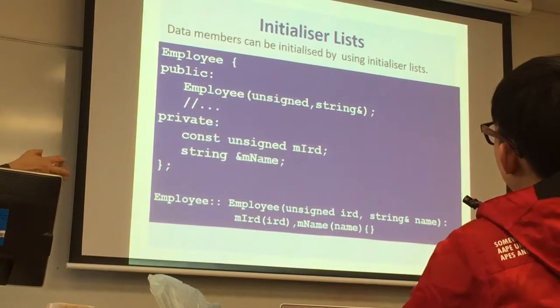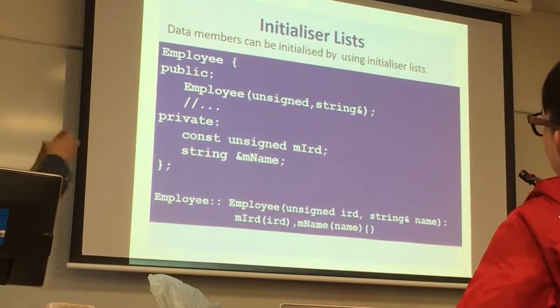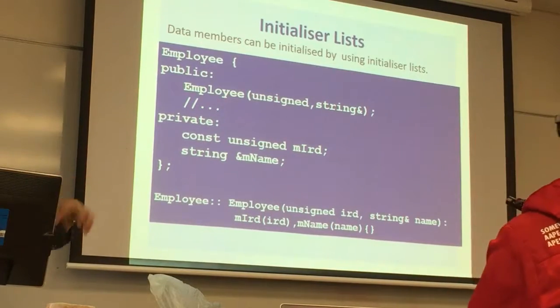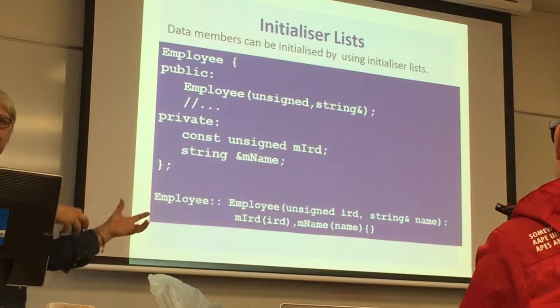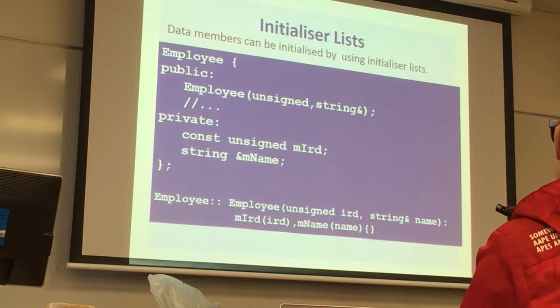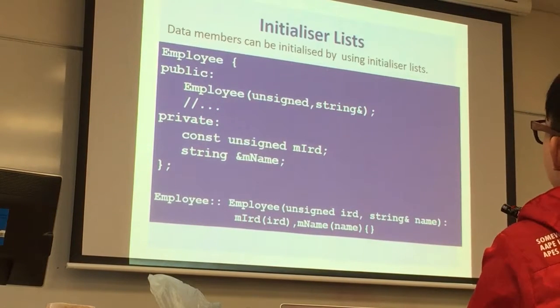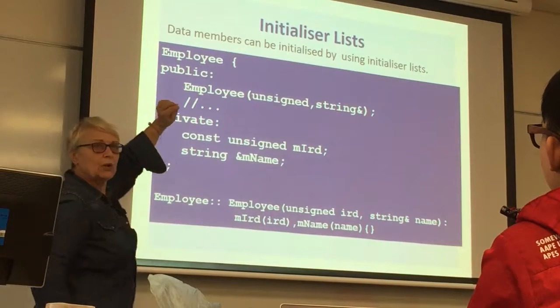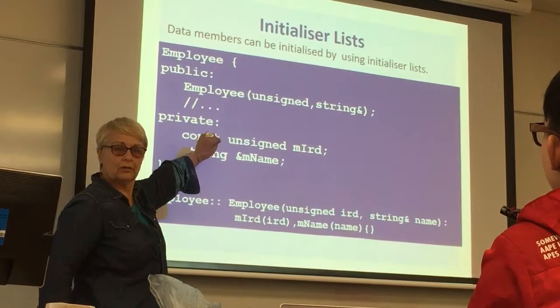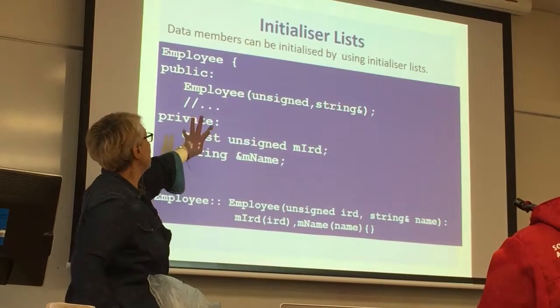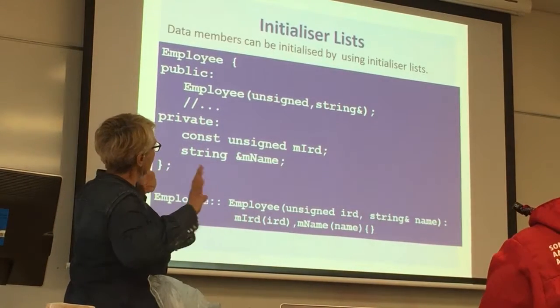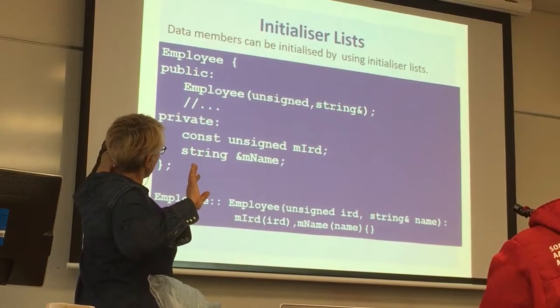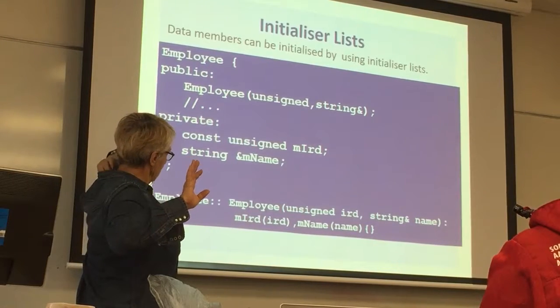If you use assignment to assign a vector to another vector, an array of elements to another array of elements, this can be very time-consuming. So for these two reasons, and we will see when we talk about inheritance, there is another reason coming from inheritance. The best way to write constructors is with initializer lists. And those initializer lists work like that.